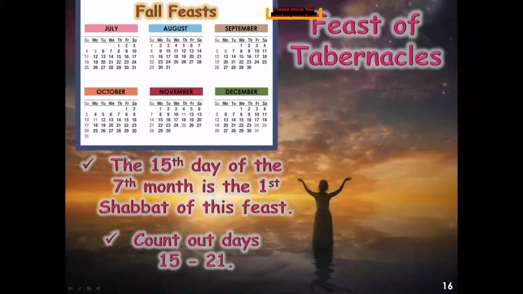Now we need to count out days 15 to 21. The 1st of October is the 15th, and this feast is 7 days. And then there's the last great day. We'll do that on the next slide. So just count out to day 21. Mark out your 7 days of Feast of Sukkot. And where is the 7th day of Feast of Sukkot? What is the date? October the 7th.